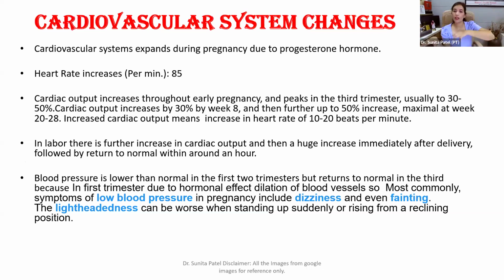Already the requirement of the body is there. So it will start increasing from 30%, 30 to 40%, as per the need of the uterus. The cardiac output will keep increasing, and you can understand that increased cardiac output means increased heart rate, so 10 to 20 beats per minute. It can be 85, and at that particular time period it can be 90, 95. That kind of pulse you can always observe in a pregnant female.